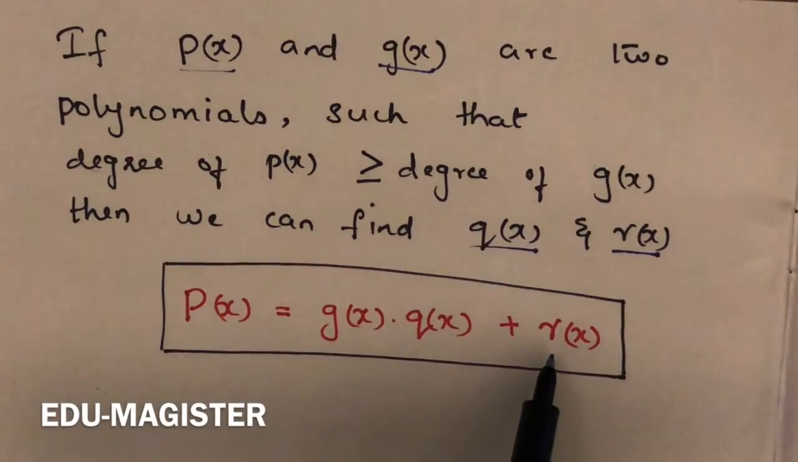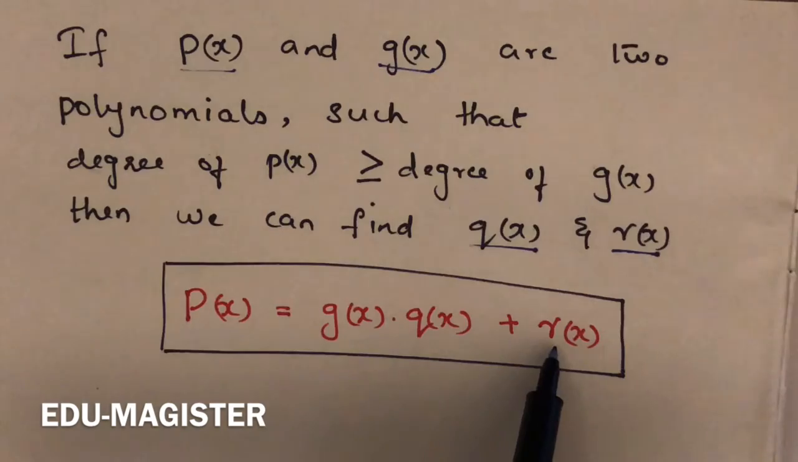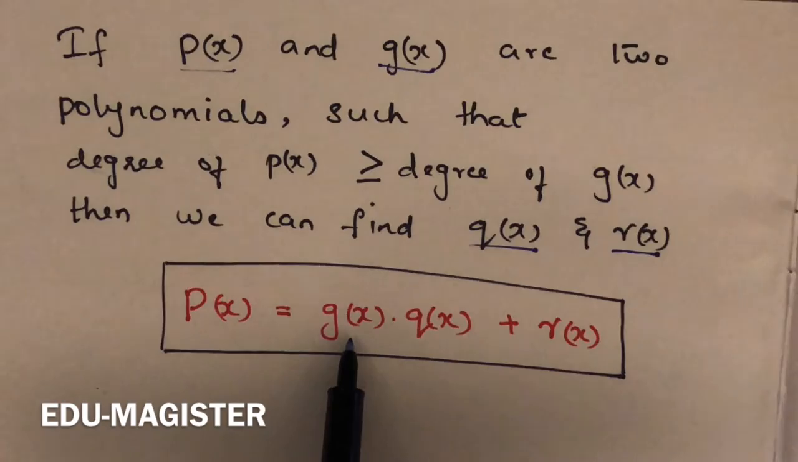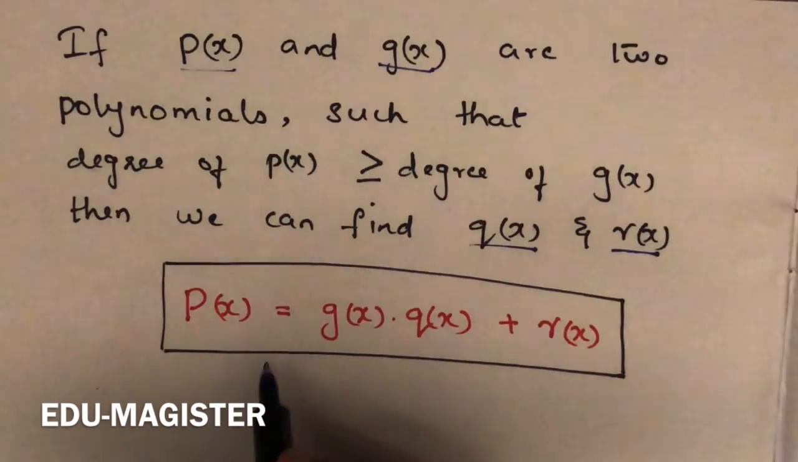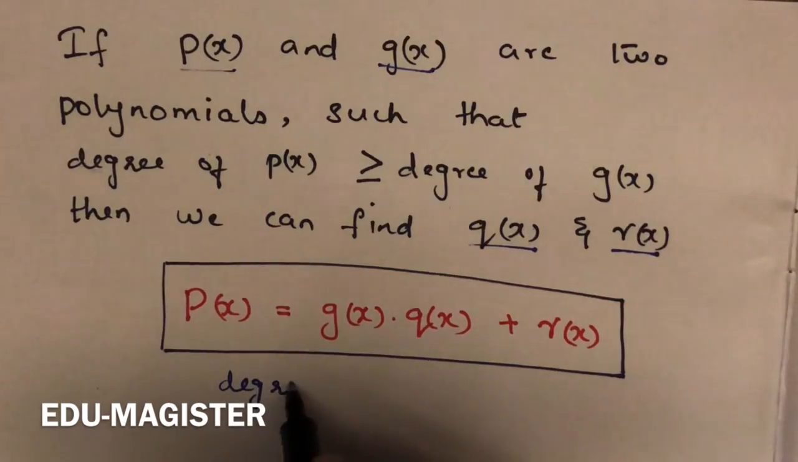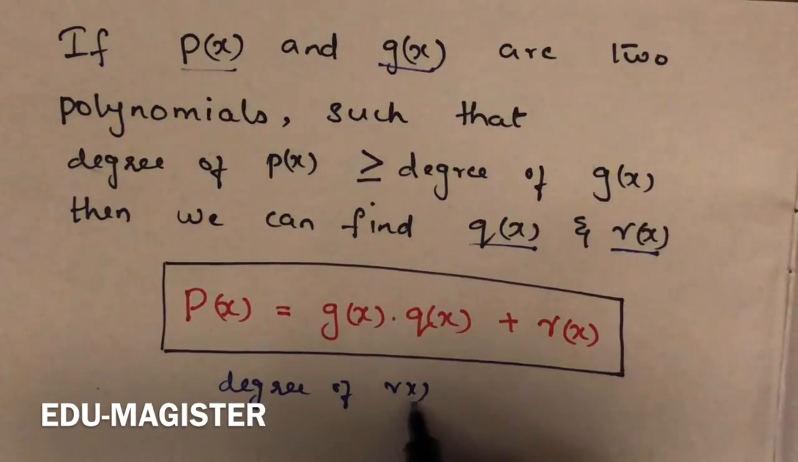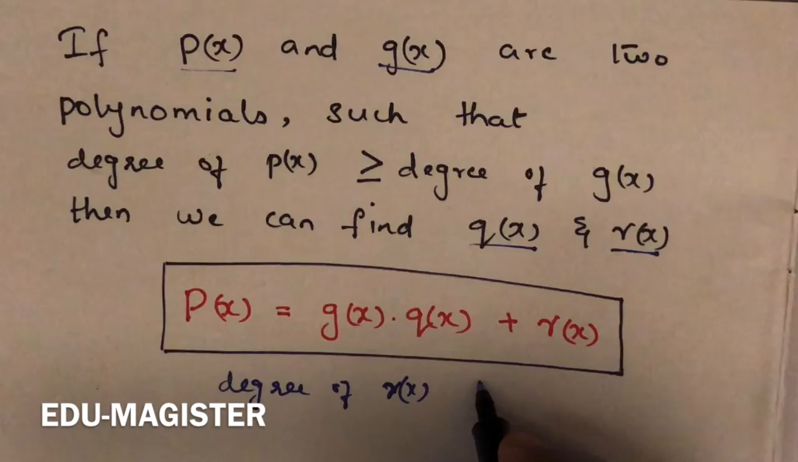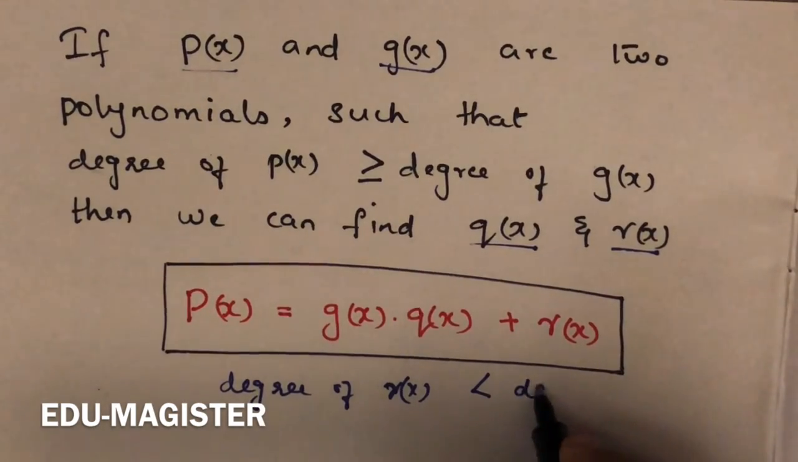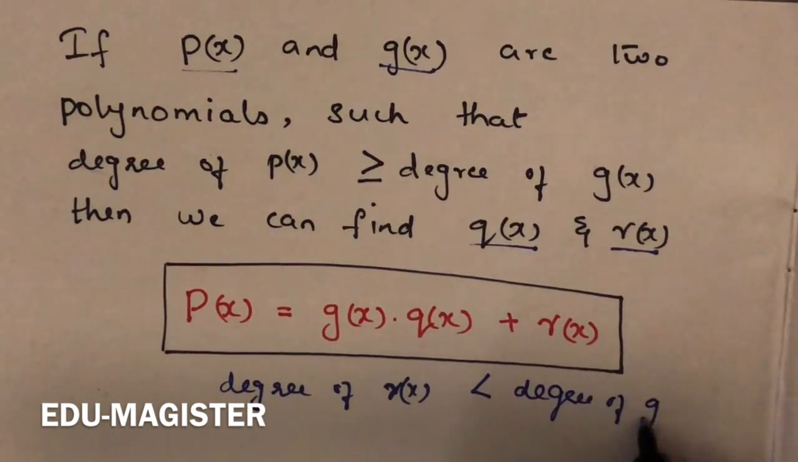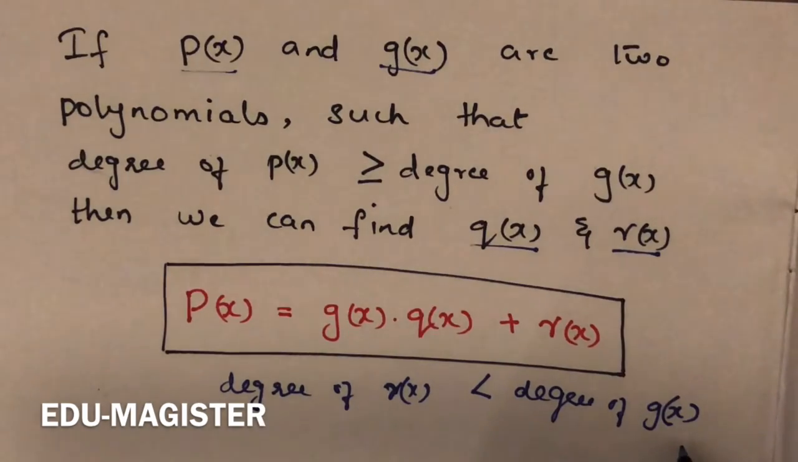And also please note that the degree of r of x, that is, the degree of the remainder polynomial, should be less than the degree of g of x. That is the divisor. The degree of r of x should be less than degree of g of x. That is the divisor.